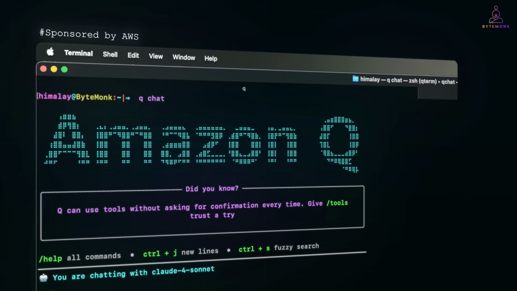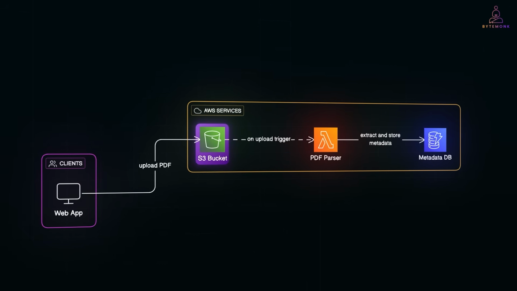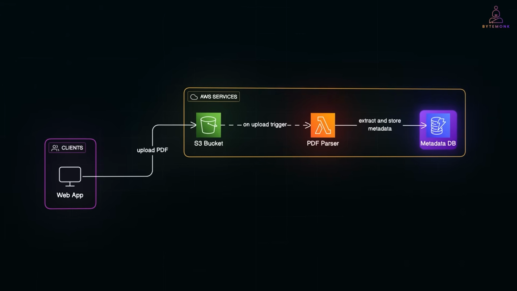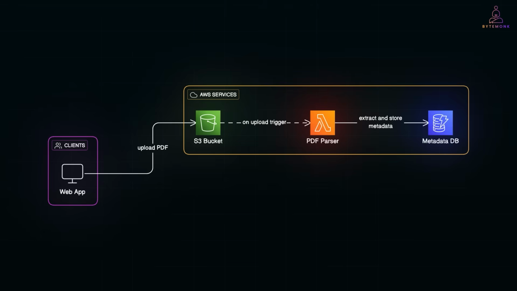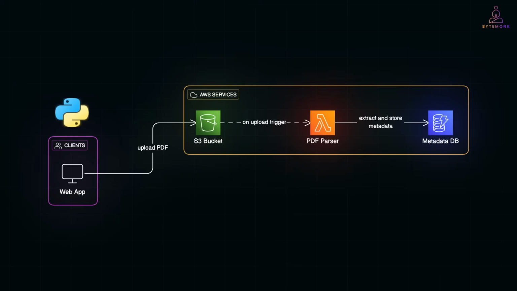It's not just a chatbot in the terminal, it's a hands-on coding agent that reads your files, writes code, runs shell commands, and even calls AWS APIs, while you stay in control. In this video, I'll walk you through exactly how I used it to build and deploy a working Python app, step by step, from beginner-friendly scripting to integrating with AWS services like S3 and Lambda. Let's get started.